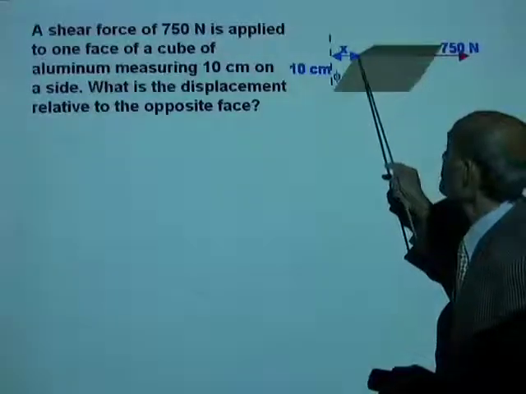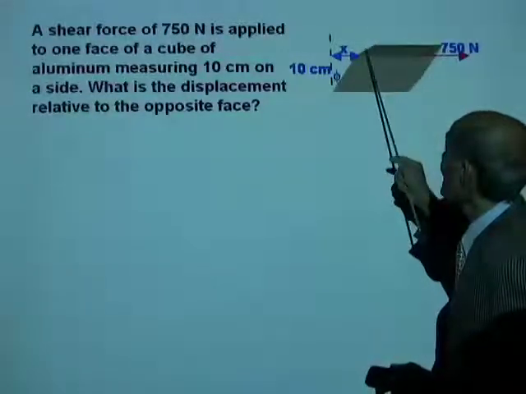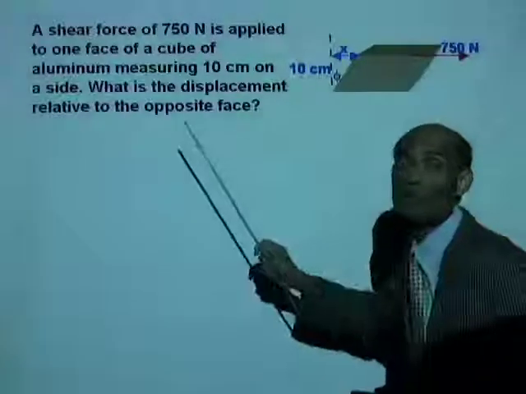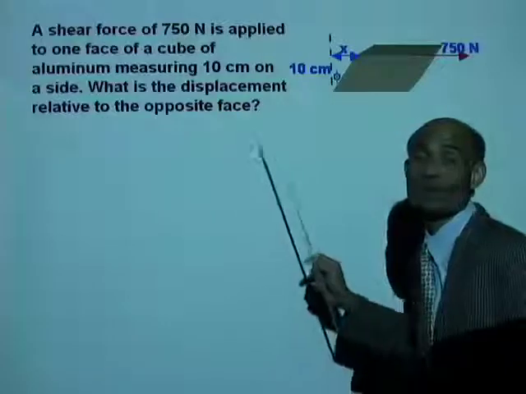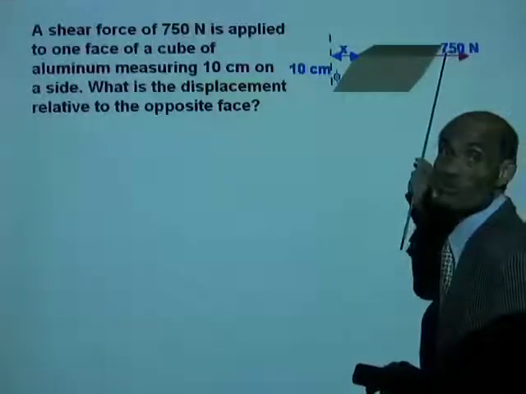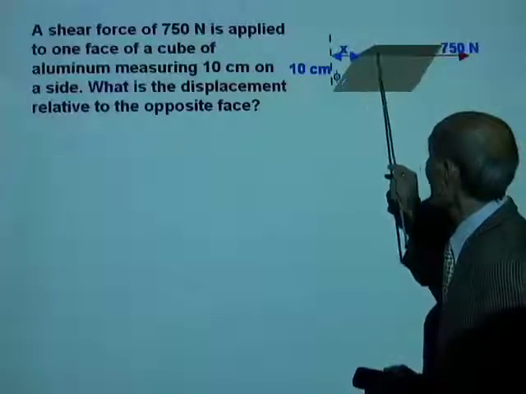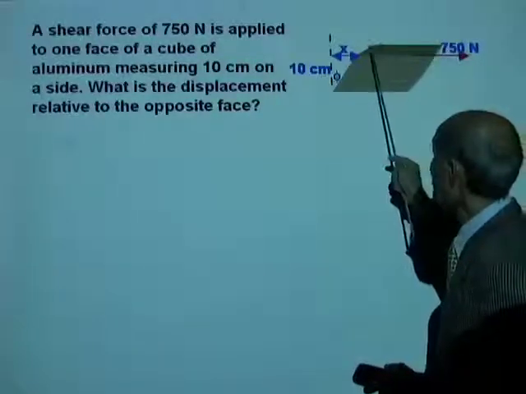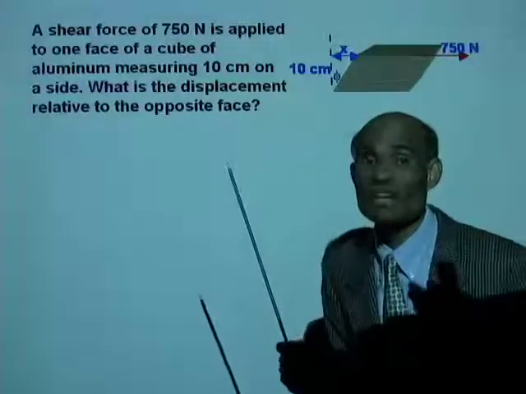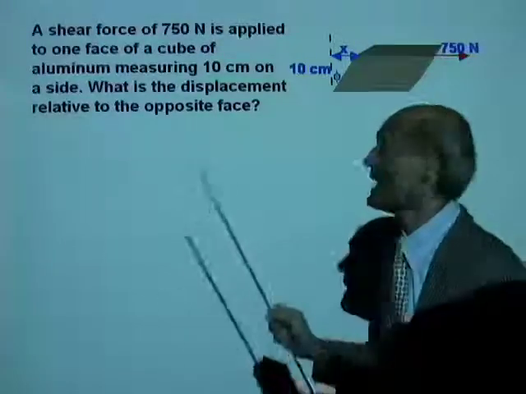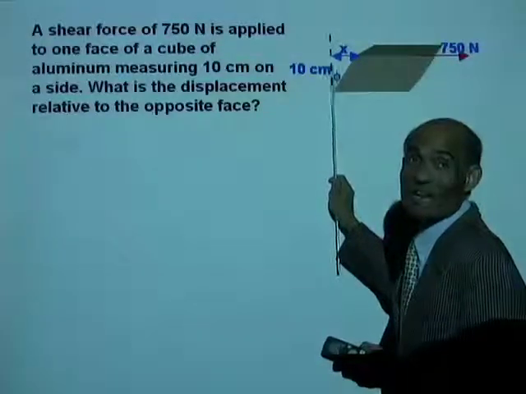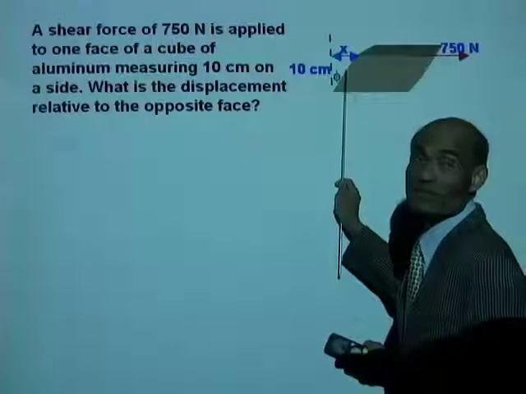That means the top surface area will be 10 centimeter multiplied by 10 centimeter, 0.1 meter times 0.1 meter. So the 750 Newton is acting on an area 0.1 meter times 0.1 meter. We can now calculate the stress, and the strain will be the tangent of the angle of deformation.